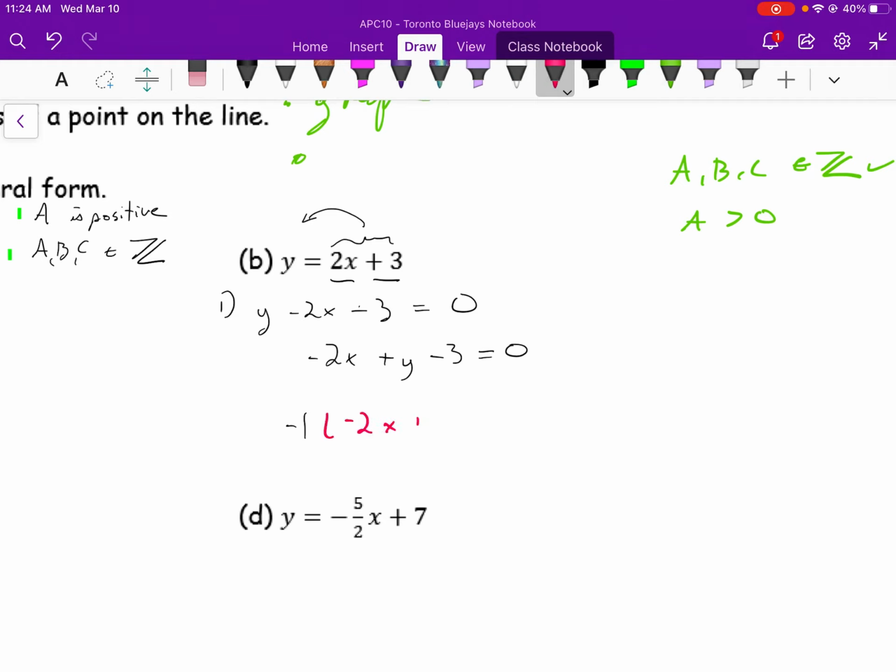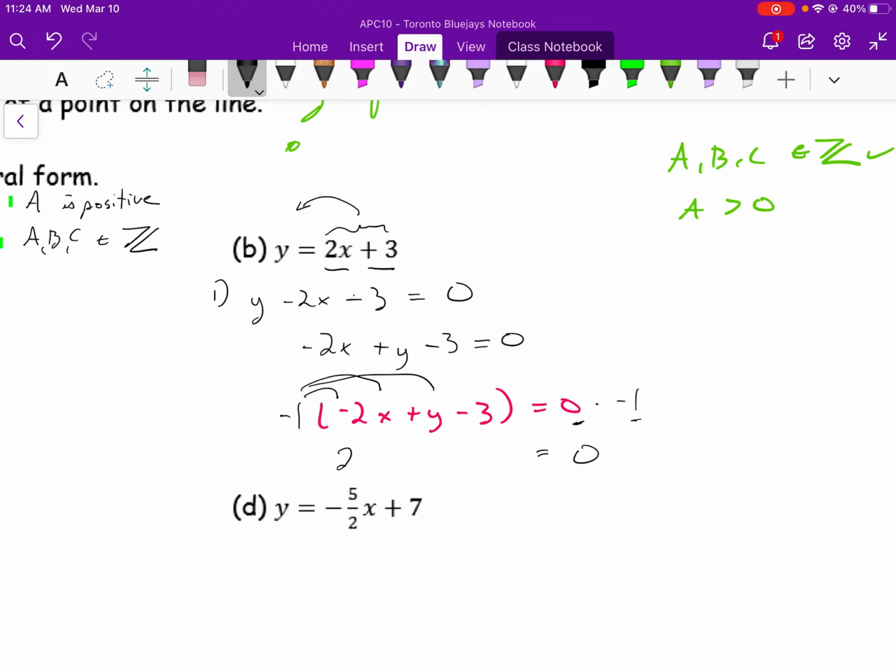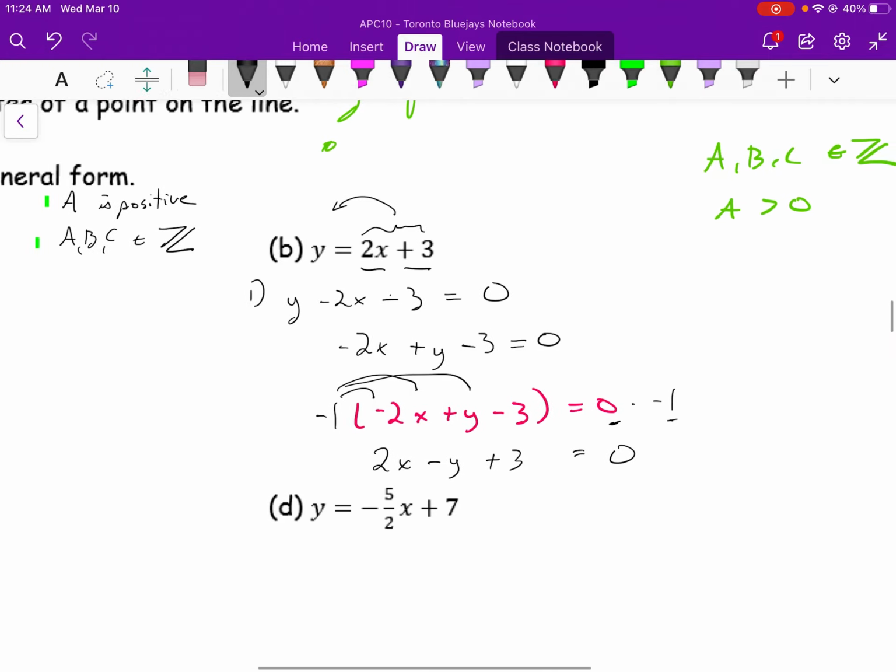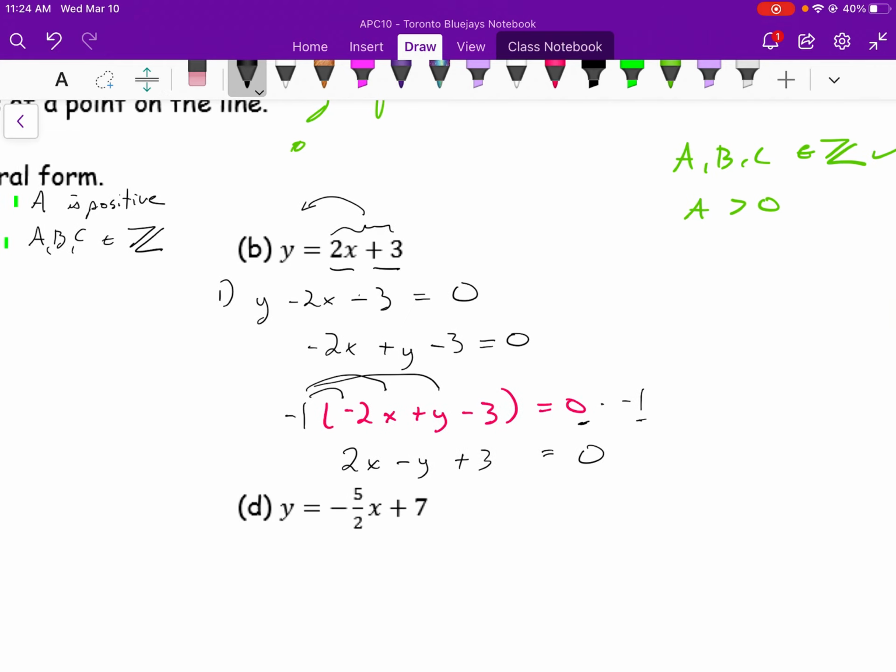So I take this side, and I multiply it by -1, and I multiply the right-hand side by -1. And I know that anything times 0 is 0. And then I'm multiplying a constant into a trinomial. -1 times -2x is 2x. -1 times y is -y. -1 times -3 is +3. So that's the general form. So that was the first go of things.